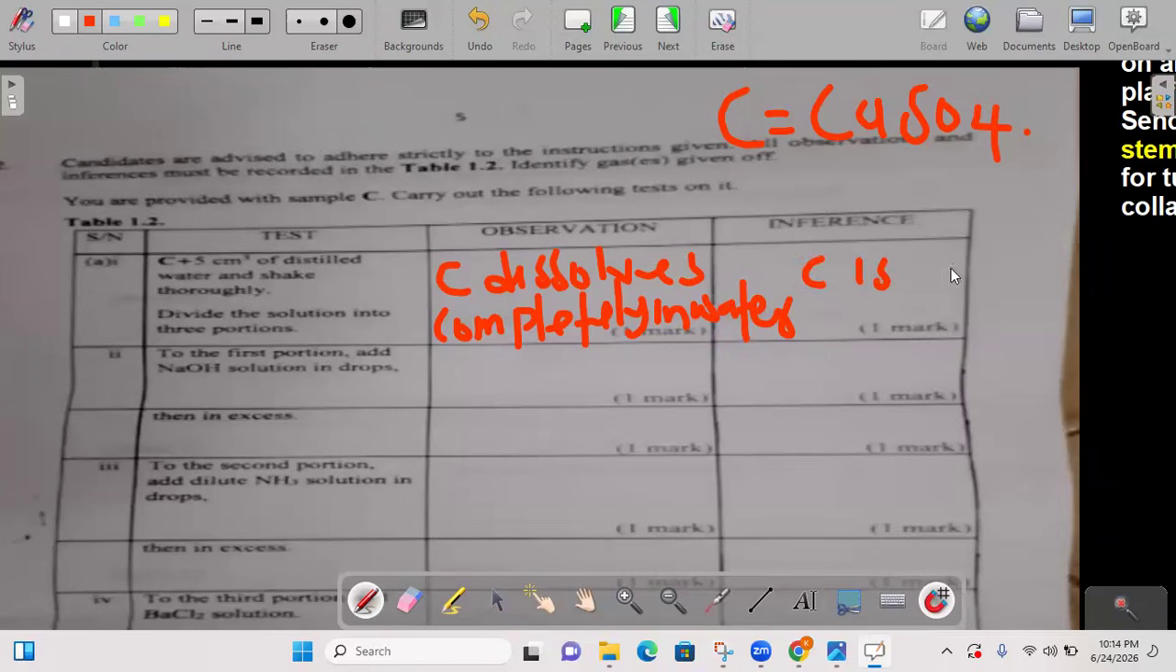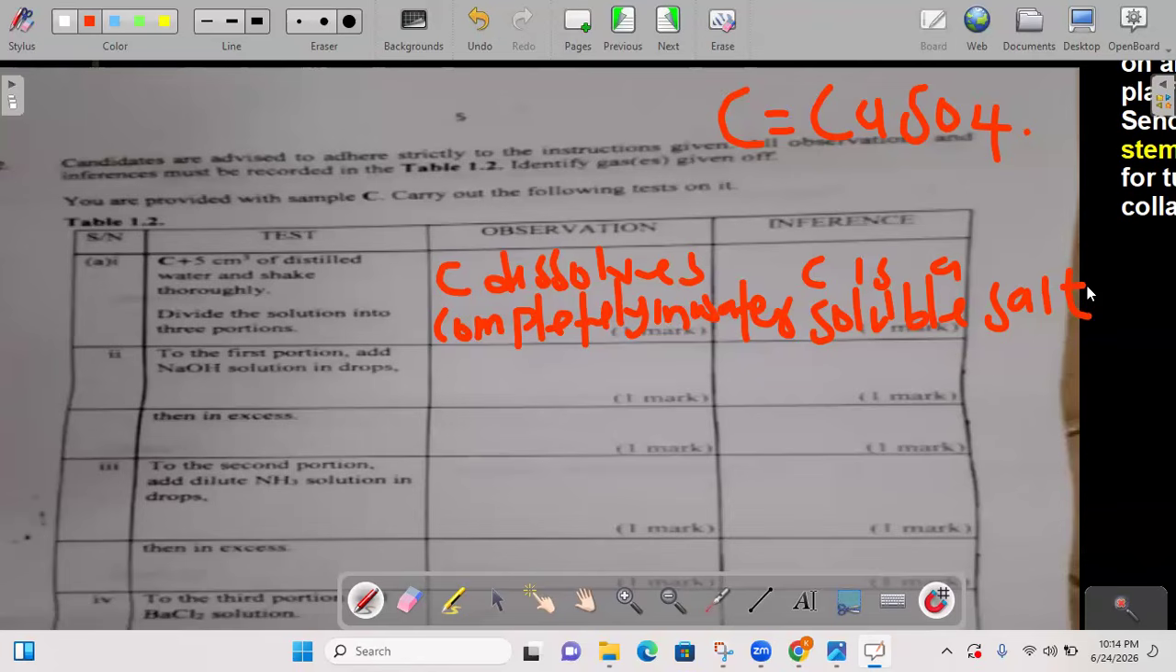What does that make C? C is a soluble salt. That's what makes it dissolve completely in water. C is a soluble salt. Is that clear? Yes, sir. So when it is soluble, what you have is just filtrate. You no longer have residue. They're not asking that now. So the first portion, divide into 3. That's what the question says.